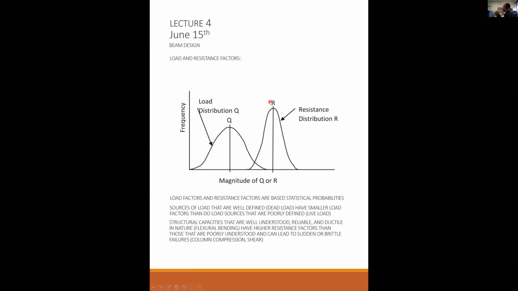And similarly, we have R is our resistance distribution. And so in a very similar way to Q, there's a statistical analysis of what the load may be based on what we think it is. Just the same, if we think that the strength is going to be R, there's this statistical probability that it might be somewhat less than R, it may be somewhat more than R, depending on material properties or workmanship or all kinds of different factors.